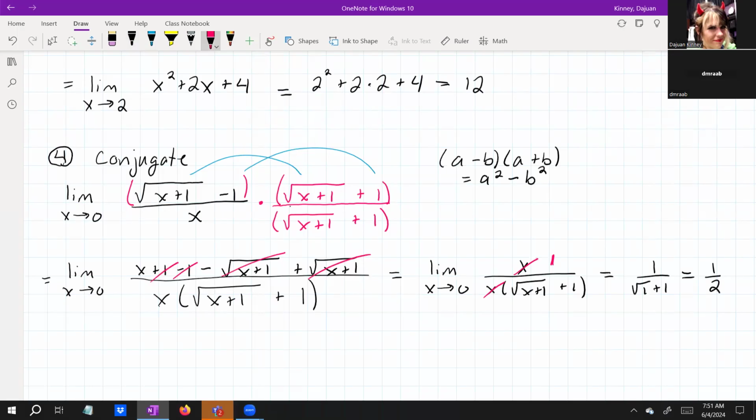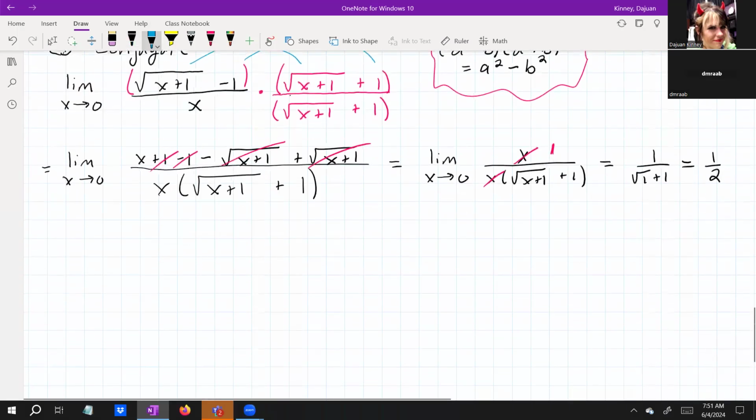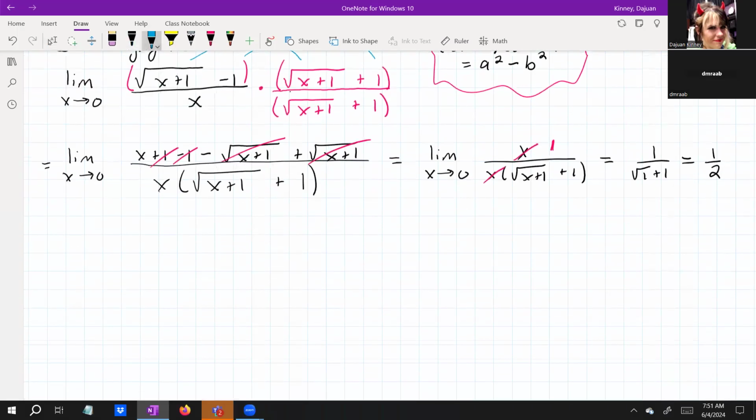So very useful technique. Your factoring will always come back again and again. So we used a positive this time. If you have, say, a root x plus 2, your conjugate in this case would be root x minus 2, etc. Okay.